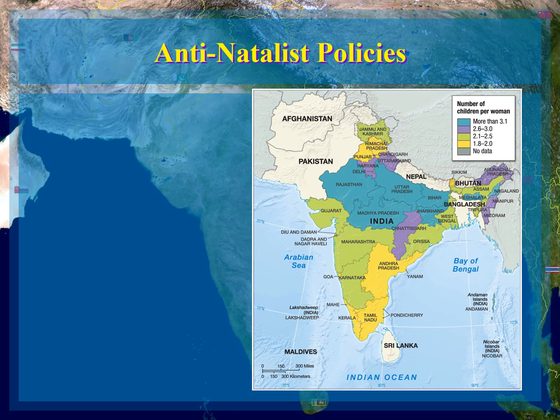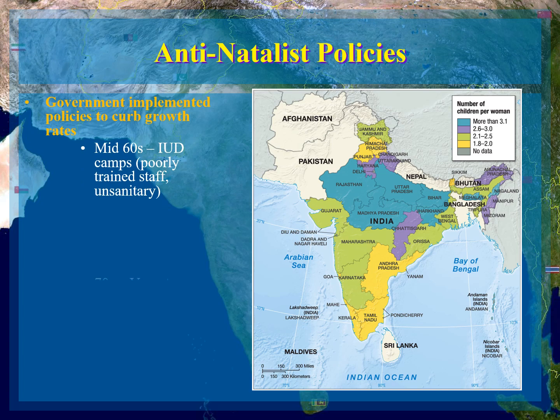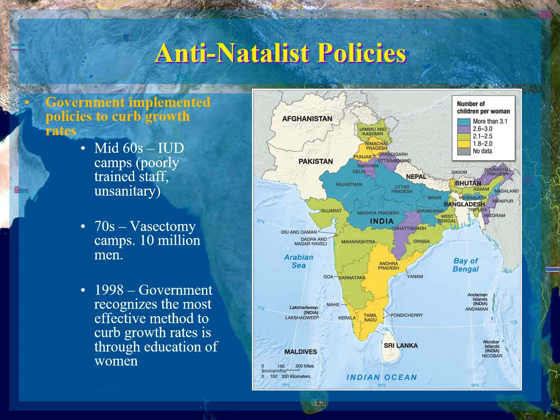So if you've heard the word natal before, maybe neonatal or prenatal, natal meaning baby, right? So people are trying to reduce the number of children you're having. So like I said, natural high increase of children in this area, we want to lower that number. So what do they do? So the government in India in the 1960s puts in place IUD camps.